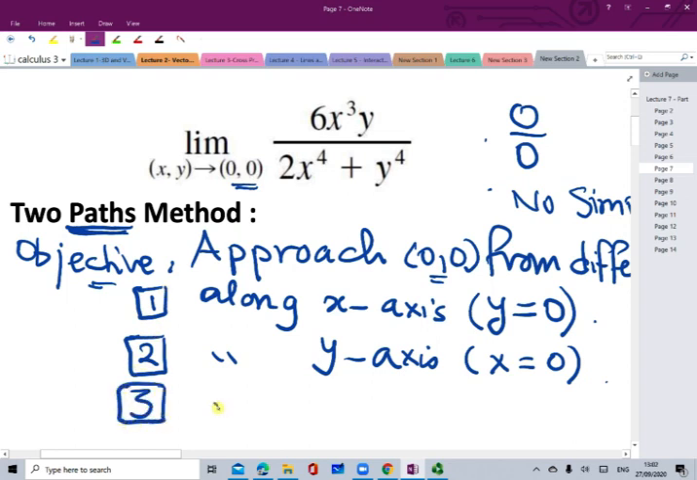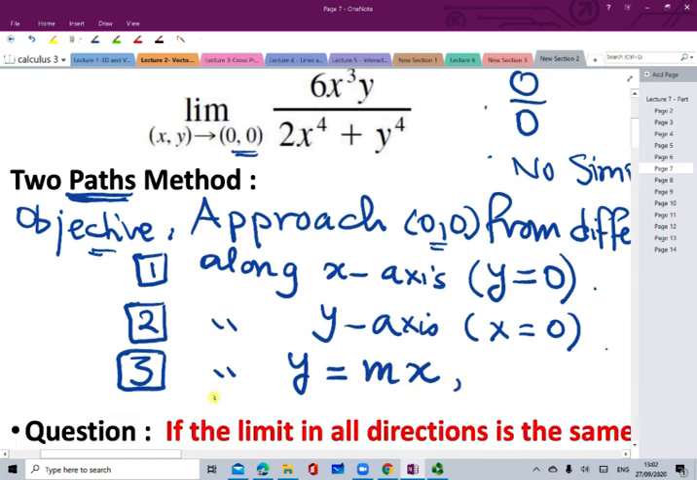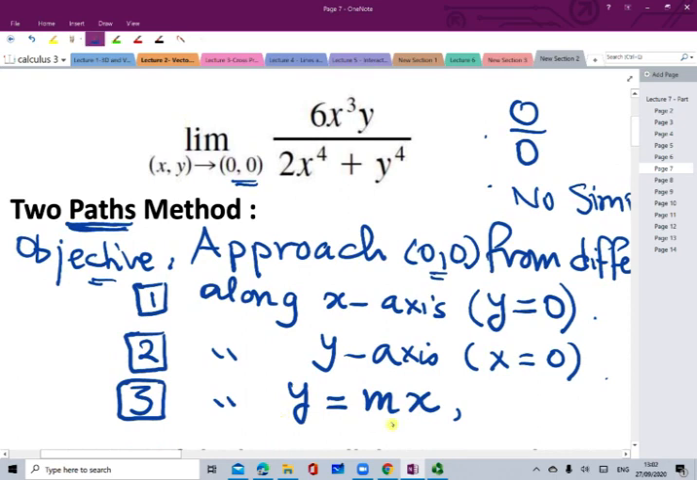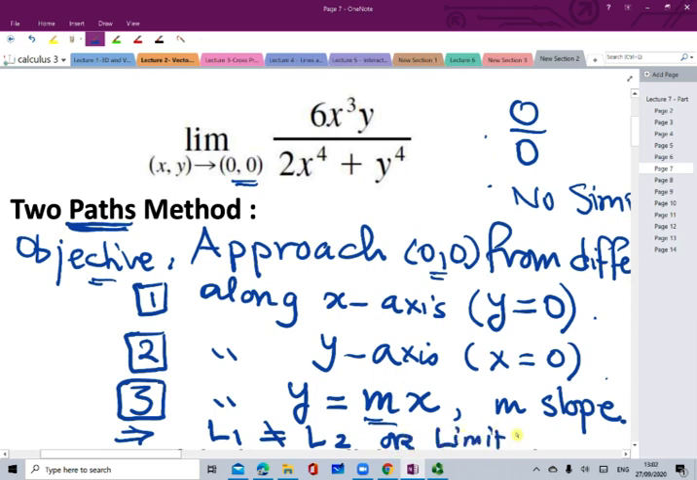Now another path, the more general path, which is y equals mx, where m is a real number and the slope of the line that passes through the origin. Okay, so this is another path and so on. When do I stop? I stop when the limits turn out to be unequal, or the limit turns out to be a function of the slope. A function of the slope means that when I change the slope, I'll end up with a different value, as we'll see from this example.